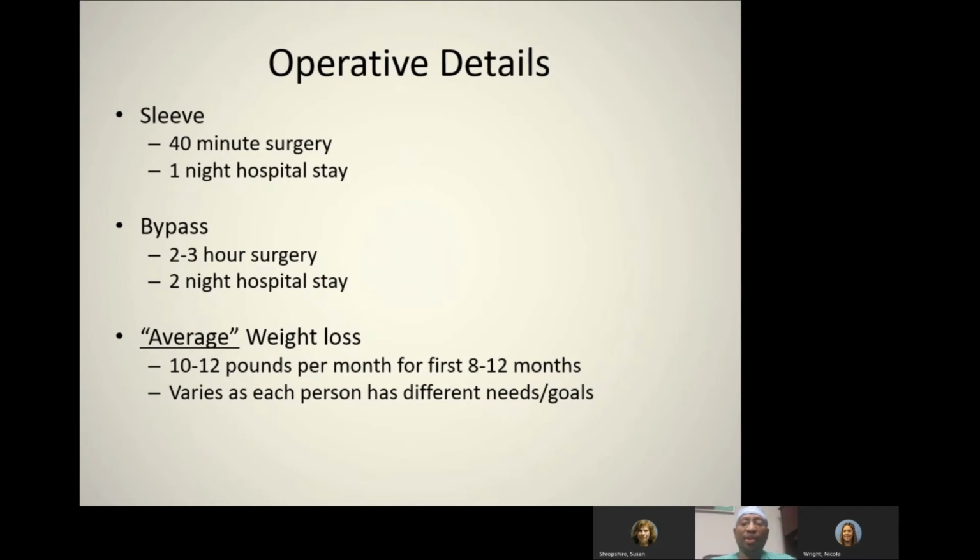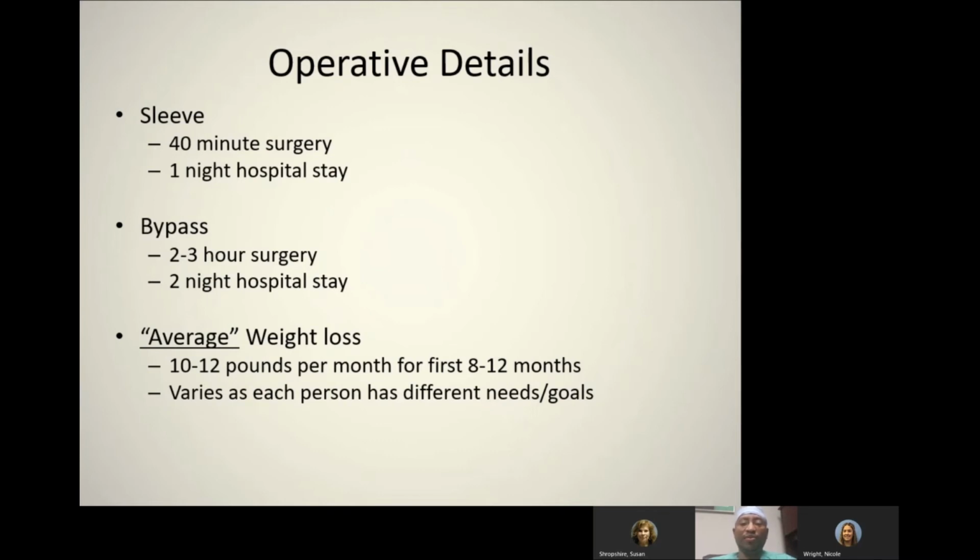So a little more details about the procedures themselves. The sleeve, as we said, a little less complicated of a surgery. So it says here about 40 minutes, and you can actually usually get that between 30, 35, 40 minutes. Most patients stay one night in the hospital afterwards. Bypass, definitely a little more complicated. Usually takes about 2 hours or so to do, and you usually stay 2 nights in the hospital.